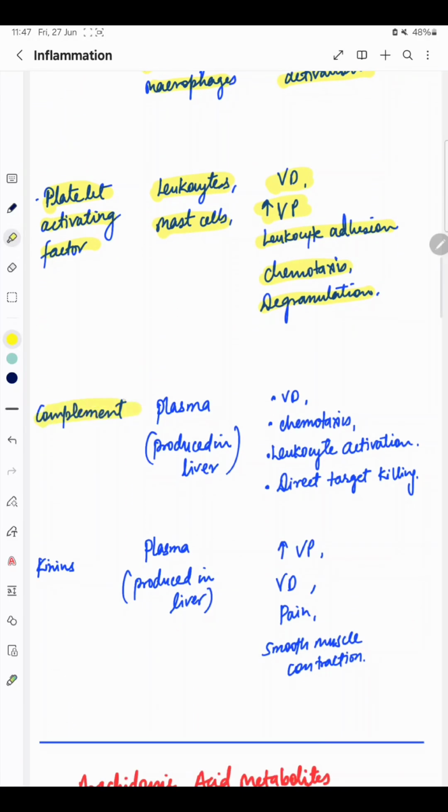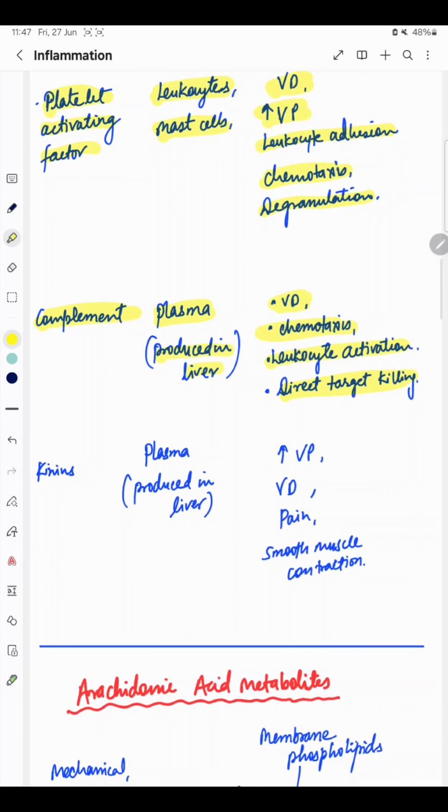Complement products are produced in the liver and are mainly plasma derived, responsible for vasodilation, chemotaxis, leukocyte activation, and direct target killing. Kinins, produced in the liver, are also a class of plasma derived inflammatory mediators, responsible for increased vascular permeability, vasodilation, and important in pain and smooth muscle contraction.